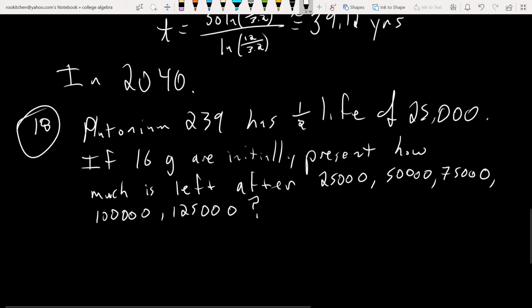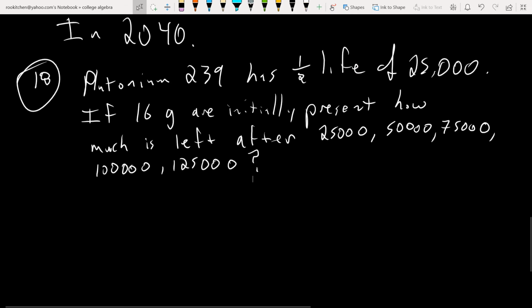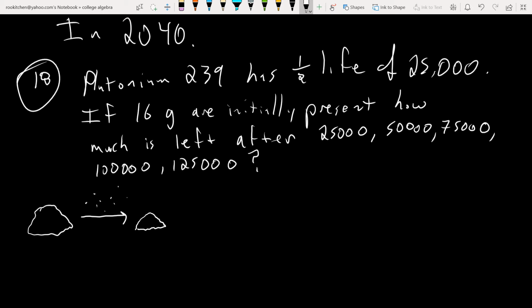Well, this one's kind of a silly question. What is half-life? If you're starting with a pile of plutonium, half-life is the amount of time required for the stuff to kind of evaporate into half its size. So if you started with 16 grams, in 25,000 years you're going to have 8 grams left over.